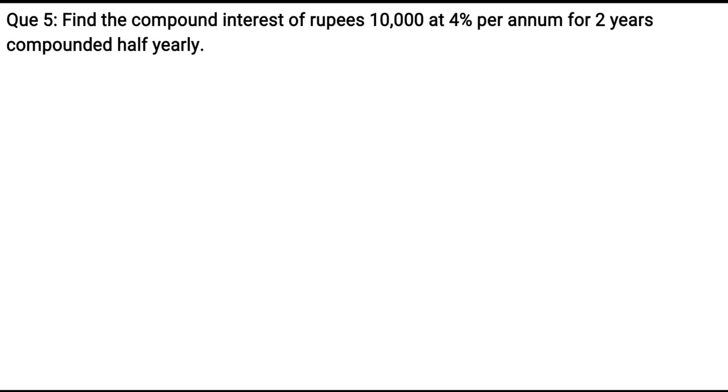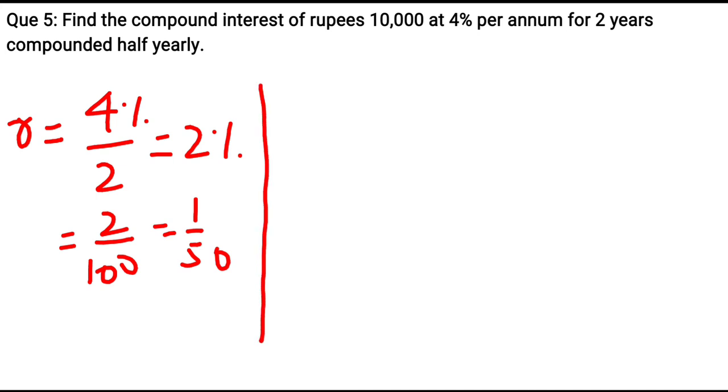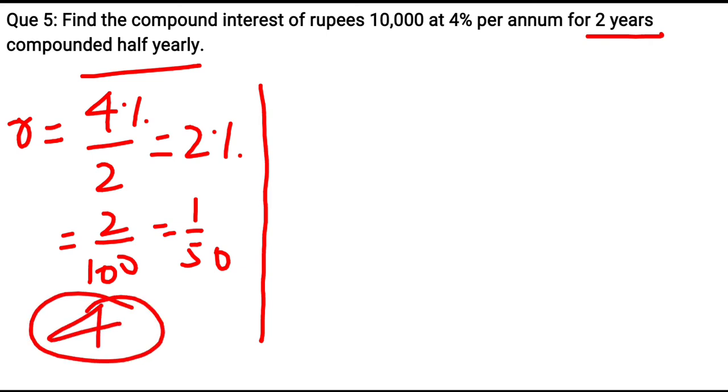Now the final question. Find the compound interest of rupees this at 4% per annum for 2 years compounded half yearly. In this question, for compounded half yearly we divide the rate by 2. So the rate is 4% divided by 2, that is 2%. And 2% is 2 upon 100, it is 1 upon 50. So the first step is clear. Now how many half years are there in 2 years? There are 4 half years.